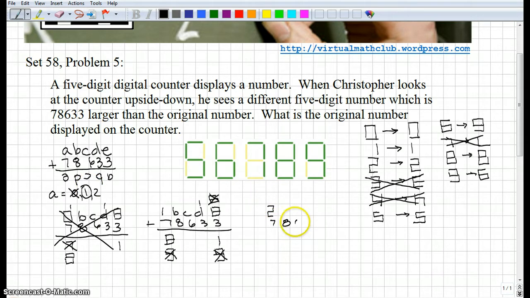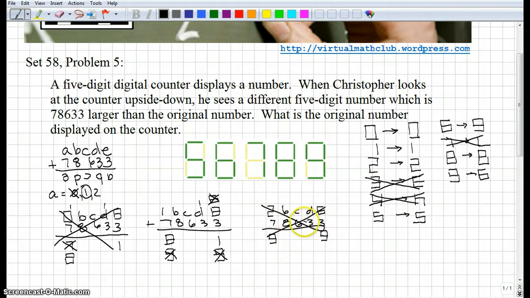7, 8, 6, 3, 3. Okay, we have B, C, D, E. Now, here we cannot have a carry, because if we had a carry from this addition as B plus 8, then this would be 10, and then we'd have a 6-digit number, not a 5-digit number. So the only possibility here is that this is a 9, which would make this a 6, and then this would be 6 plus 3 is 9, right? But a 2 upside down does not look like a 9, so this, again, we can eliminate too.